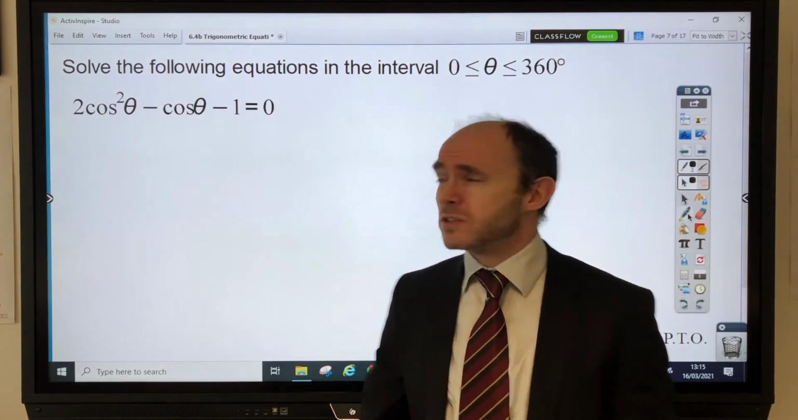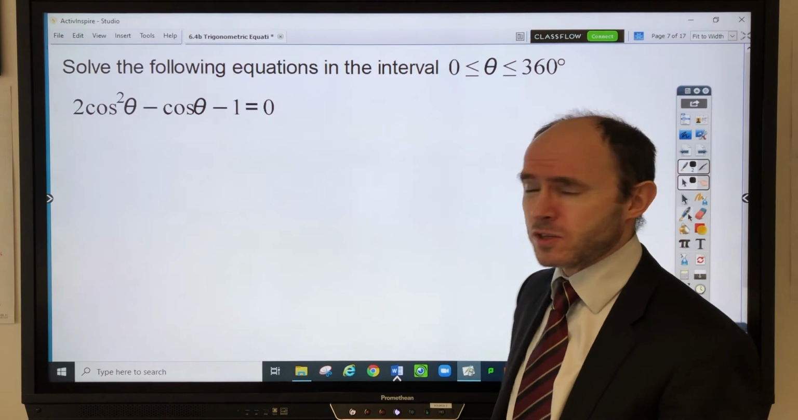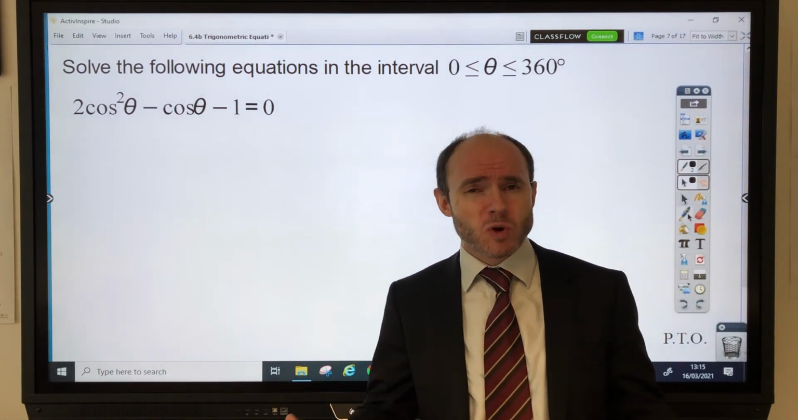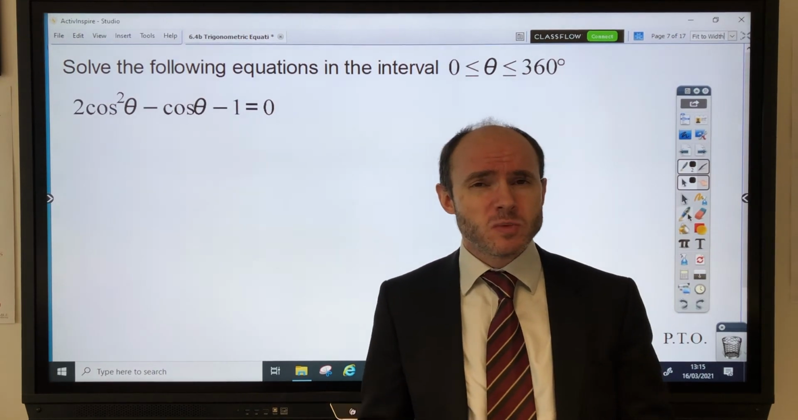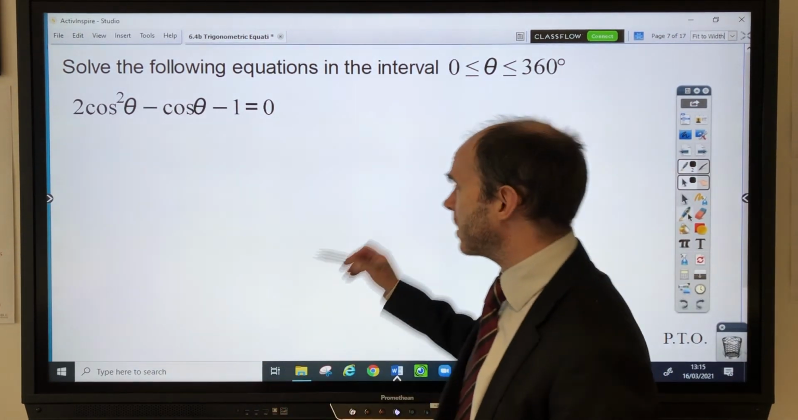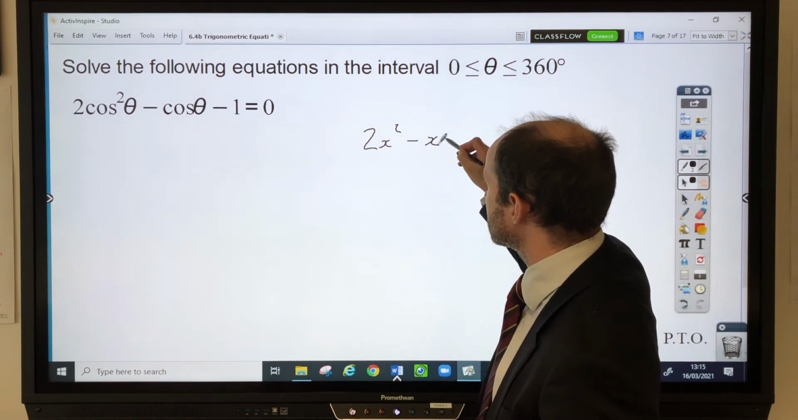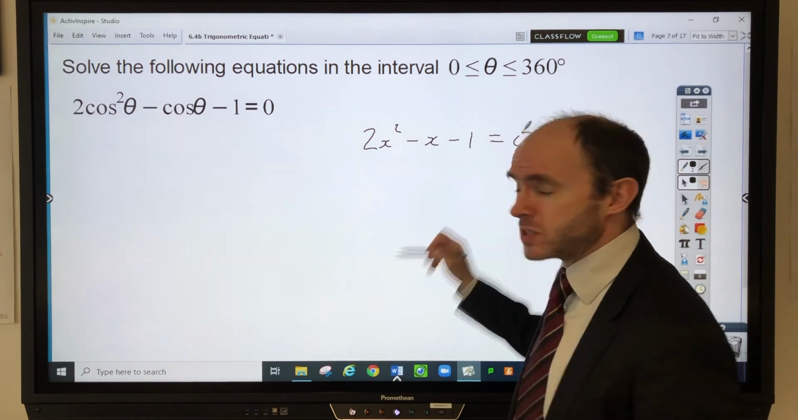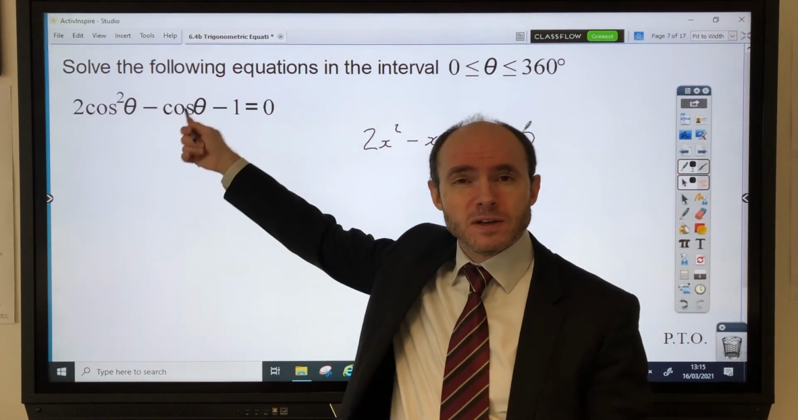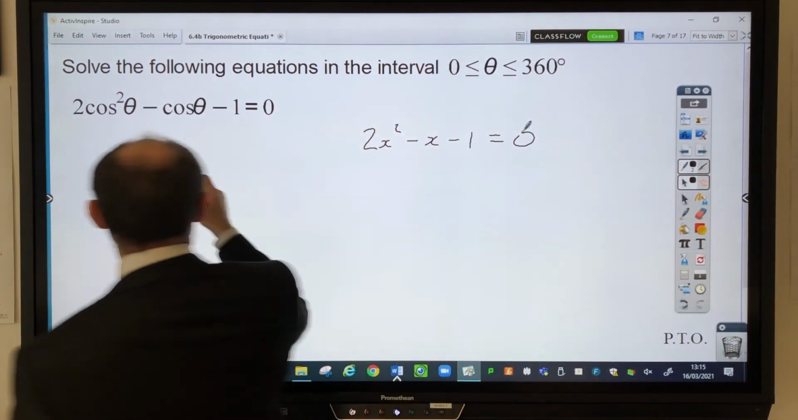Right, next equation. 2 cosine squared theta minus cosine theta minus 1 equals 0. So hopefully you can see straight away that's a quadratic. Remember I showed you one of these earlier where you could, if you wish, write it in terms of x. And if you want, you can write it as 2x squared subtract x subtract 1 equals 0, if it helps you. Or you can just go straight into trying to factorise that term without the need for writing this. That's what we'll go for.